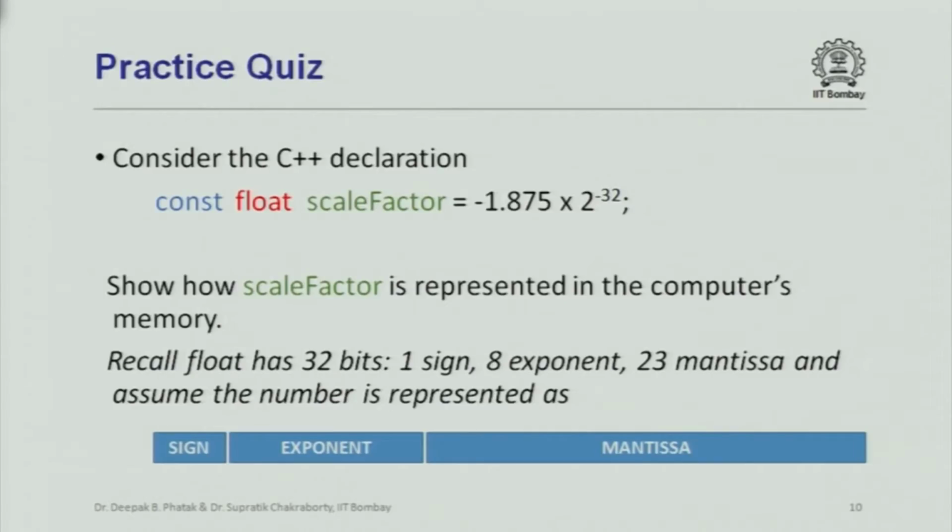It looks like a lot of work to write out 32 bits, but this value has been chosen specifically such that there's not much calculation to be done. So if you start working on it, you'll see that it's not a very difficult representation. Okay, 2 to 3 minutes for you to come up with the answer.